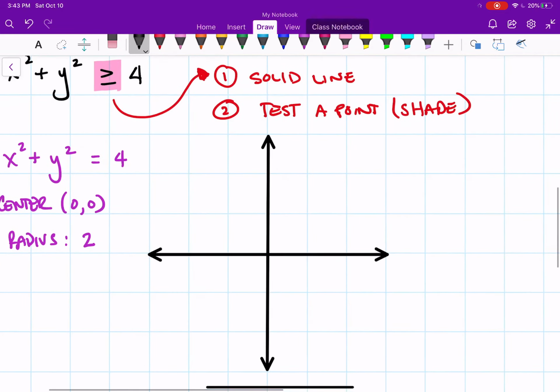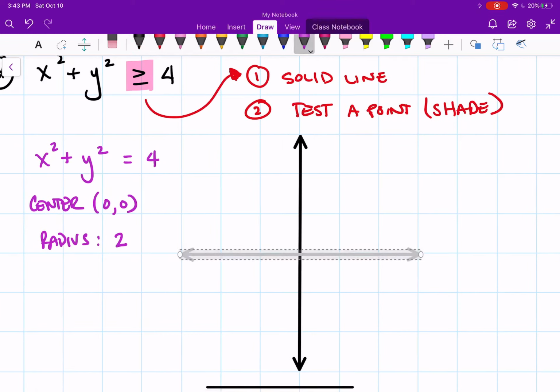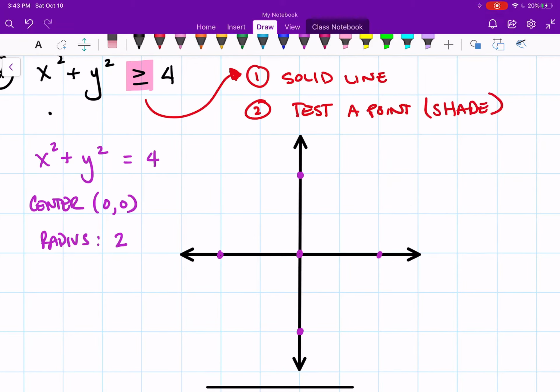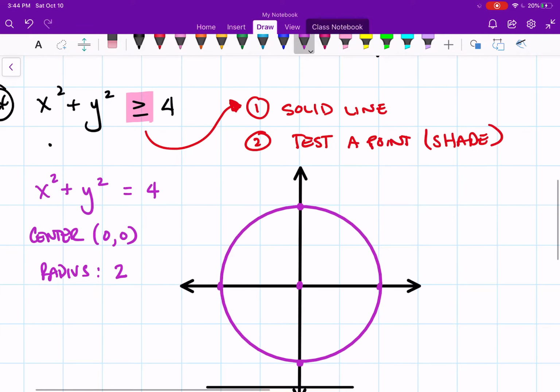Okay, so my center is 0, 0. And my radius is 2. So it's going to be here, here, here, and here. So let's see if I can make a radius of 2 here. Yeah, look at that. Not too shabby, Jimmy. All right, so there's my circle with a radius of 2. And it is solid, right? Because you told me it's solid. So that part is check.